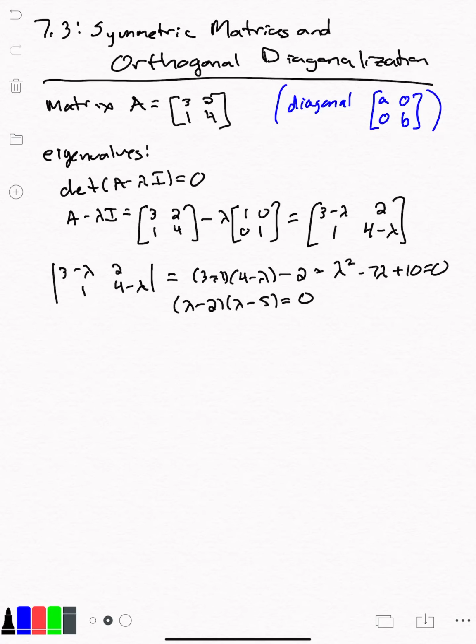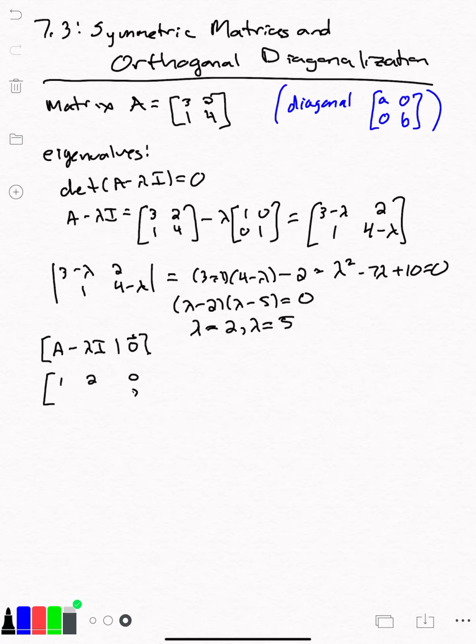Just to give you a heads up, any one of these I give you will be nice and factorable. You'll have nice solutions for your lambda, so you don't have to worry about the quadratic formula or anything else crazy there. Now, once we have our lambda values, we're going to solve the equation A minus lambda I times the vector equals 0 and solve the system of equations. If I plug in lambda as 2, I would initially get this, and then after the reduced row echelon form, I would have this here.